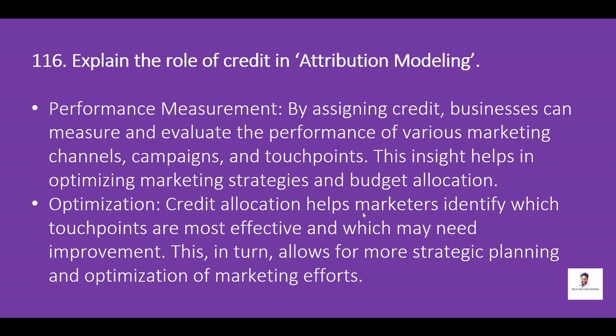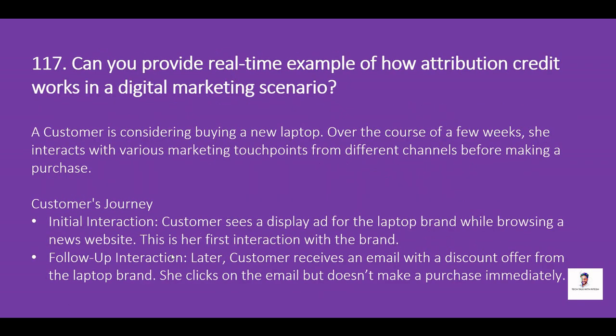Optimization. Credit allocation helps marketers identify which touch points are most effective and which may need improvement. This in turn allows for more strategic planning and optimization of marketing efforts. So we can see there are various touch points, which one is doing better for us, or which one is not doing better, and we can improve that touch point.